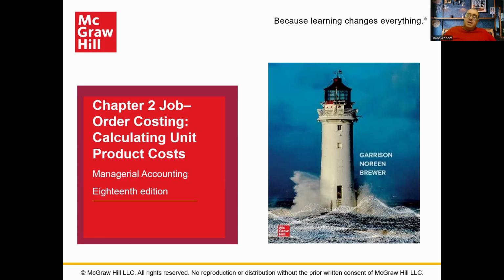Then remember fixed and variable costs. So a fixed cost is one that's not going to change based upon the number of units that are being produced, but a variable cost will. We talked about that before.